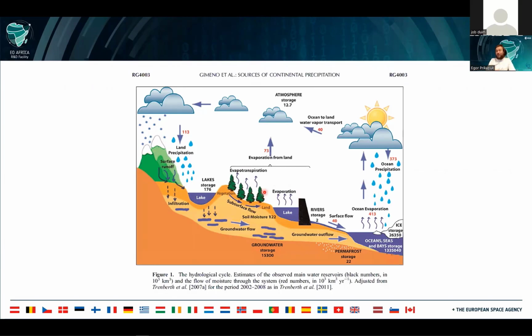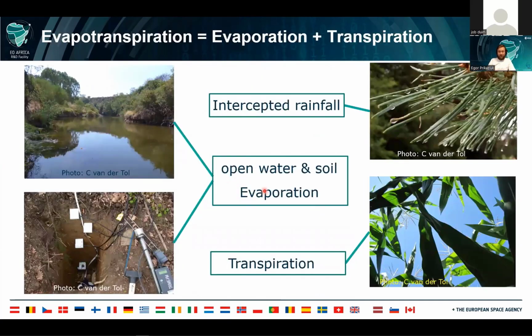In general, there is also thought process that is involved here. It's evaporation from interception. So the process itself is very complex. It has open water evaporation. It has soil evaporation. It has intercepted rainfall, which means that the water comes to the leaves and it evaporates back without touching the ground, without becoming open water or soil water. And there is a process, the biological process, transpiration.